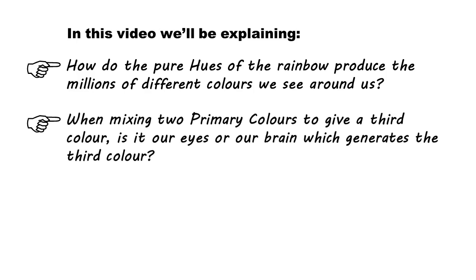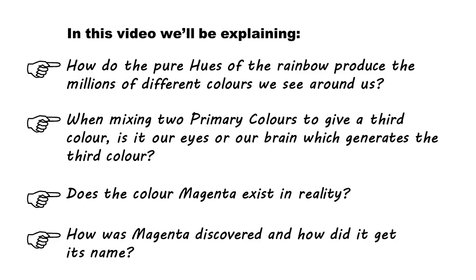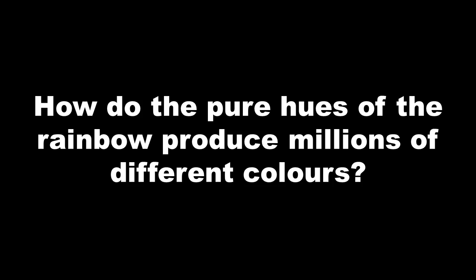When mixing two primary colours to give a third colour, is it our eyes or our brain which generates the third colour? Does the colour magenta exist in reality? How was magenta discovered, and how did it get its name? So first, how do the pure hues of the rainbow produce the millions of different colours we see around us?